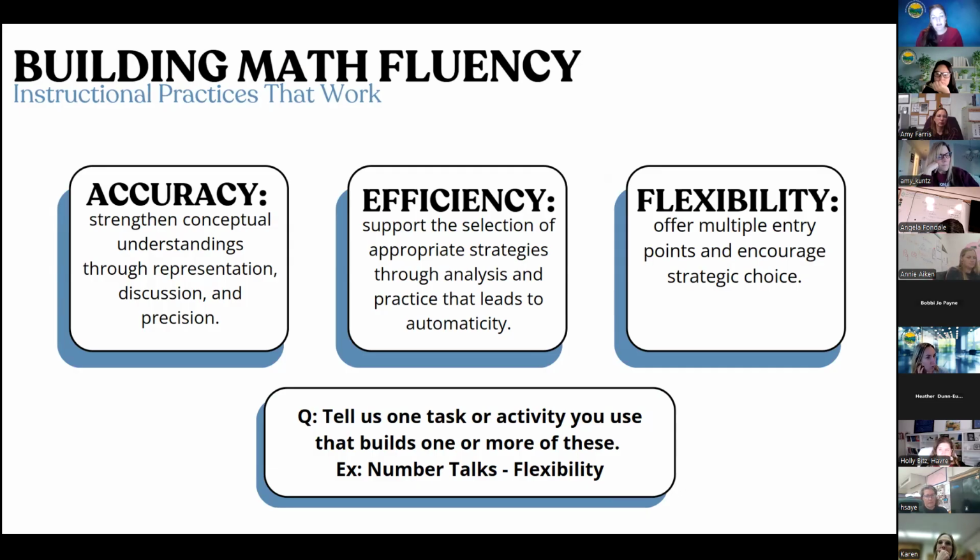And usually that has to happen through some sort of analysis or practice that's going to lead to automaticity. So some of you mentioned early on, when I asked what came to mind when I said fluency, automaticity or something synonymous to that. So we start with that analysis piece and then hopefully get them to just know which strategy is the best. Flexibility, we're going to offer multiple entry points and we're going to encourage them to use different strategies or engage in strategic choice.